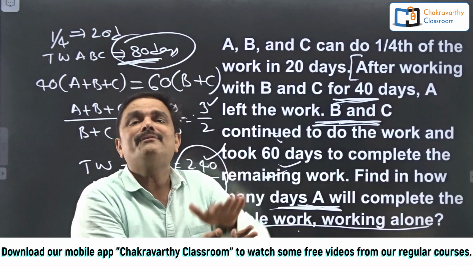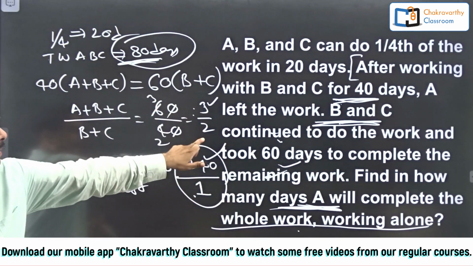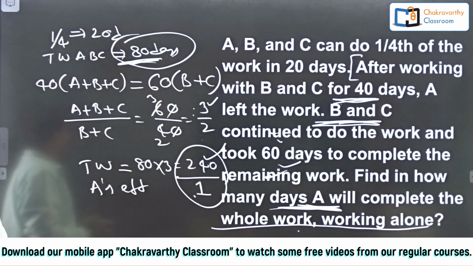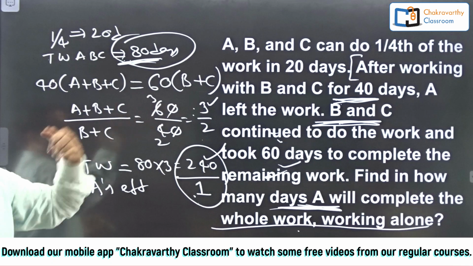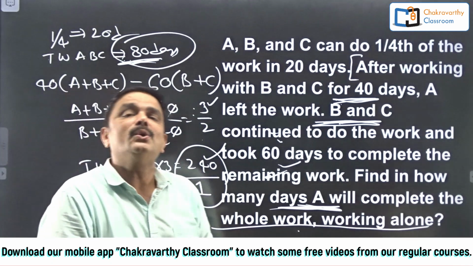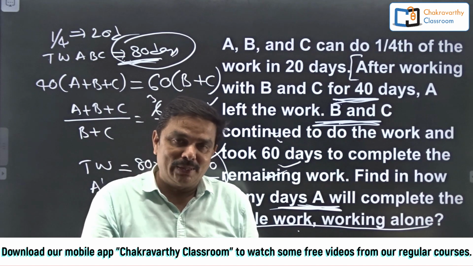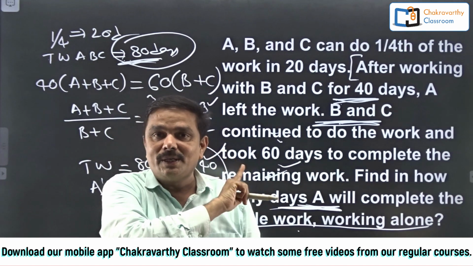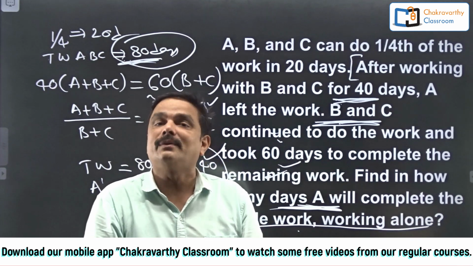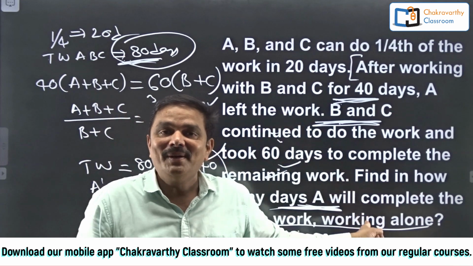Now I got the efficiency. With that, I got A's efficiency as 3 minus 2, which is 1. And of course total work is 80 into A plus B plus C's efficiency, 240 units. My answer is 240. Next time onwards, students, if you come across this type of question, or this logic is given as part of an advanced question, don't write anything on paper. Simply you can do it in this way.